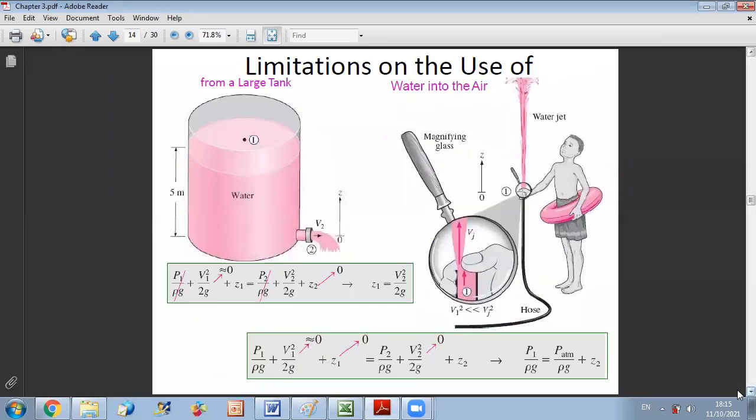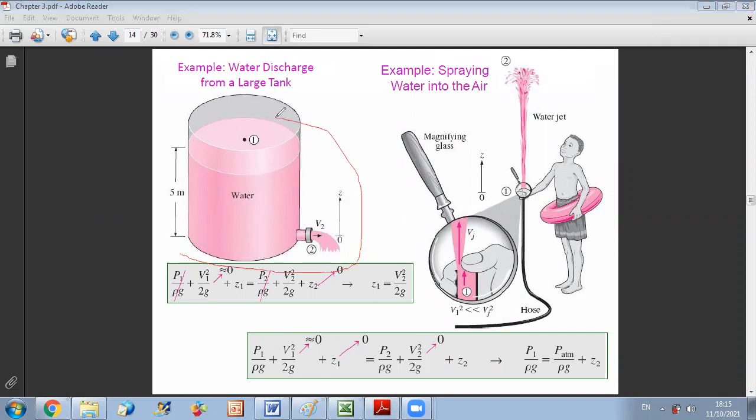Okay, so now let us consider several examples using the Bernoulli equation. These are widely used examples. The first one: we will consider a reservoir of water, and we are interested in calculating the discharge velocity as a function of the height of water in my tank. If I want to apply the Bernoulli equation here, I should use a streamline. As we said, we select a streamline that is far from walls to neglect any frictional effect. So I can consider the following streamline between points 1 and 2.